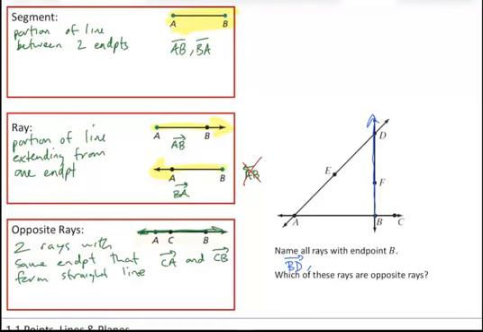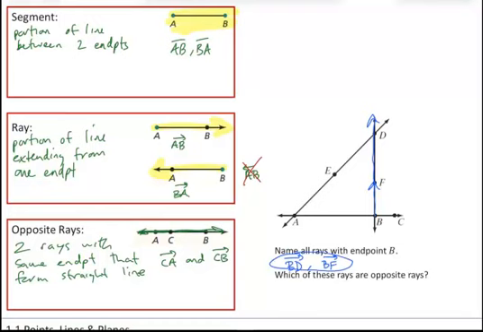What would be another way to name that exact same ray? I could call it BD. I can also call it BF. Endpoint B passing through point F is this exact same ray. Okay, those two names refer to the exact same ray.